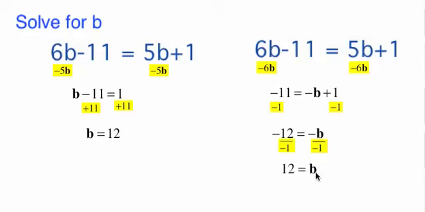Let's say I got b is equal to 7. 6 times 7 is 42. Take away 11 is, what is that? That's 31. So let's put 31 on the left-hand side. And 5 times 7 is 35. Plus 1, 36. Is 31 equal to 36? No! Left-hand side is not equal to right-hand side, so b equals 7 is not the right answer.